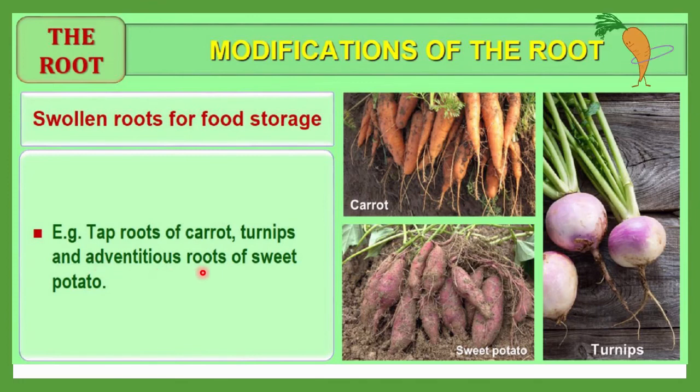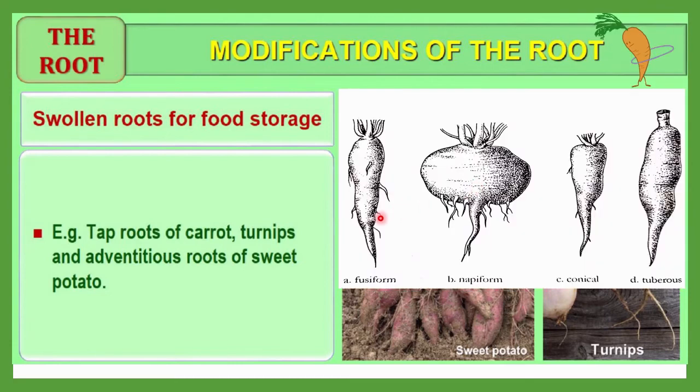The turnip, and beet also, are taproot modifications. Remember, taproot modification is found in the carrot, turnip and beetroot. An adventitious root modification is seen in the sweet potato, while the others are taproot system modifications. Here you can see this structure is called fusiform. After food storage, if the root becomes like this, it is considered fusiform, and this is found in the radish.